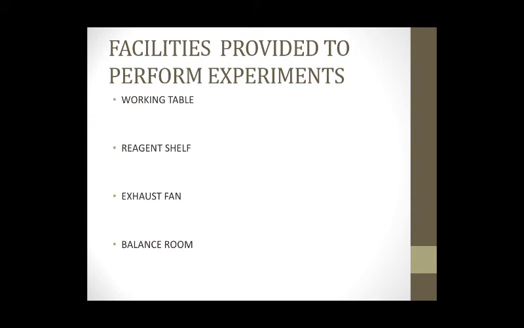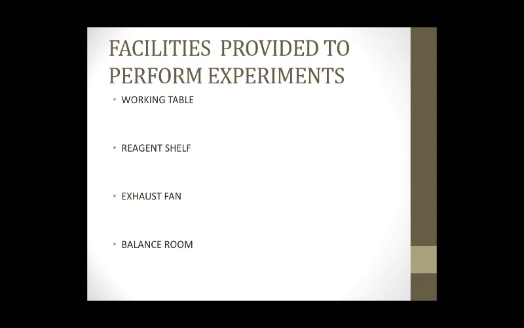Now, what facilities should be provided to perform experiments, or what does a chemistry laboratory contain? It has a working table. It is a special kind of table which has a sink with a tap attached to it. It has a reagent shelf in front of it, a waste paper basket so that you can throw your waste and keep your surroundings clean, and a side shelf for keeping apparatus.